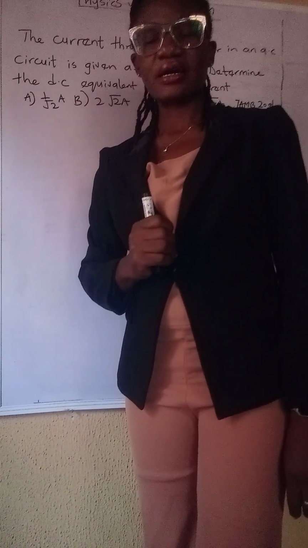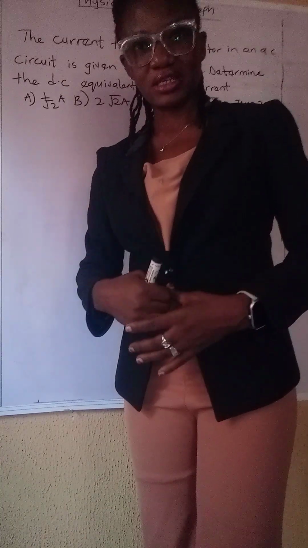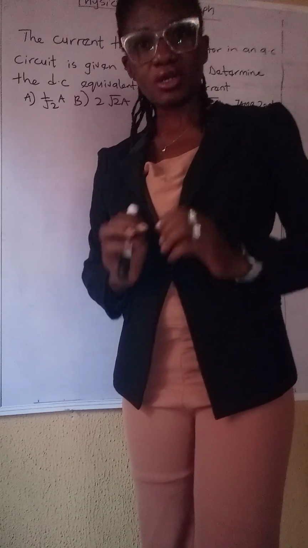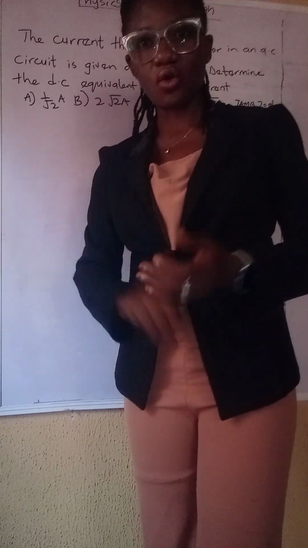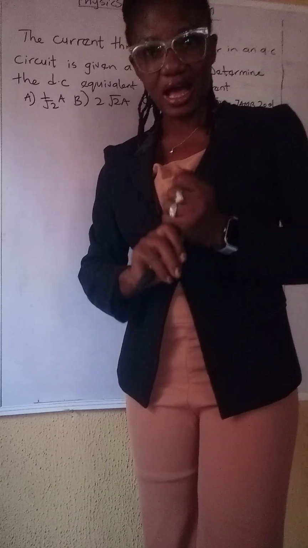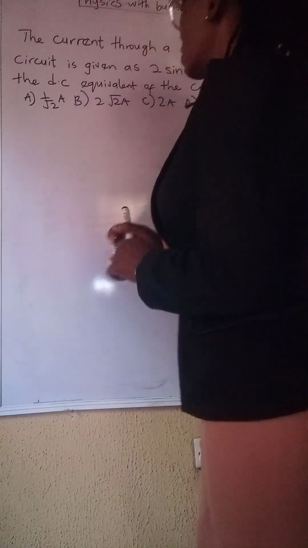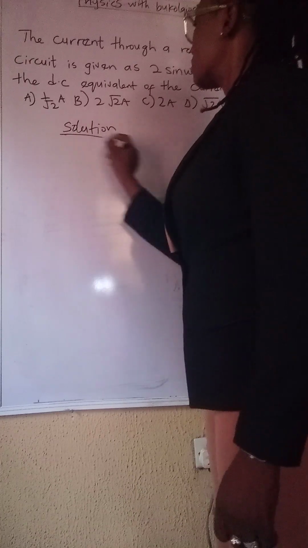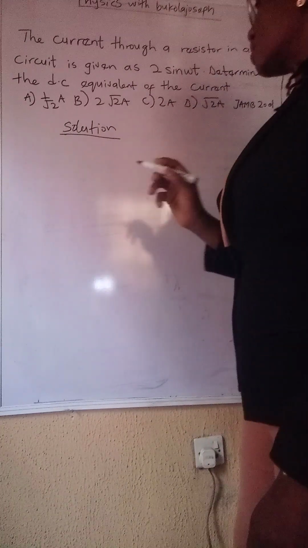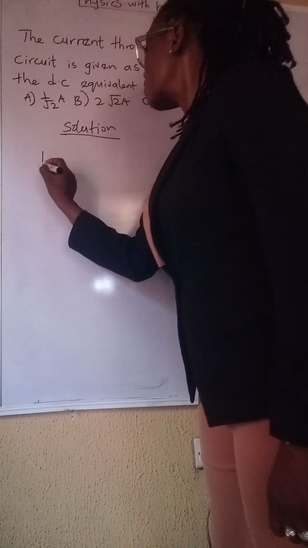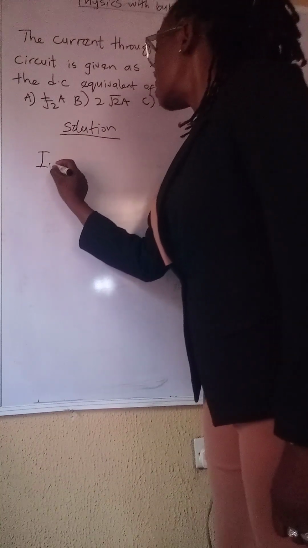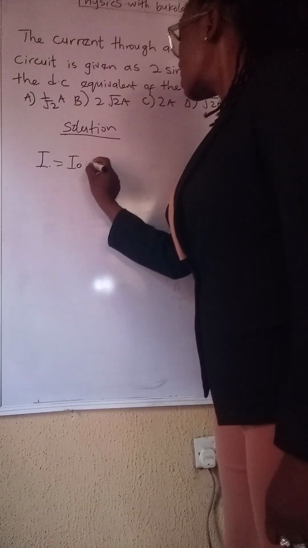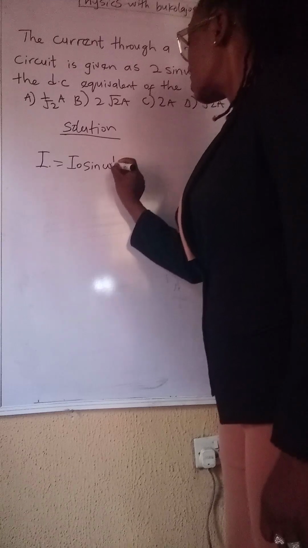circuit. And by now you know that an AC circuit changes periodically. Because of this, its voltage and current are represented as, I'm going to be writing it on the board. So, solution. The current of an AC circuit is represented as what? I is equal to I naught sine Wt.